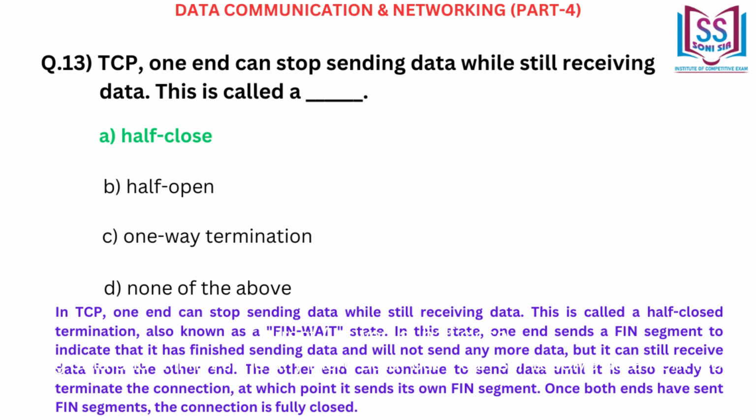In TCP, one end can stop sending data while still receiving data. This is called a half-closed termination. In this state, one end sends a FIN segment to indicate that it has finished sending data and will not send any more data, but it can still receive data from the other end. The other end can continue to send data until it is also ready to terminate the connection, at which point it sends its own FIN segment. Once both ends have sent FIN segments, the connection is fully closed.